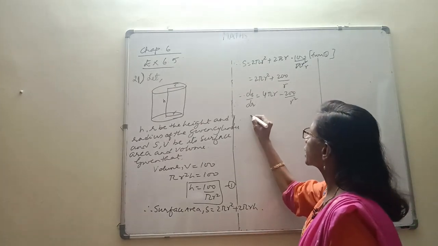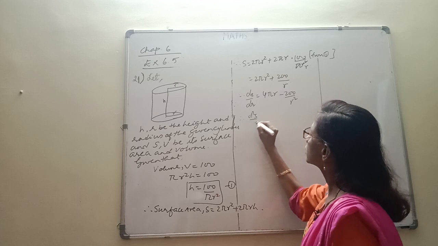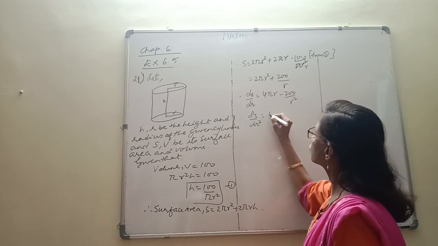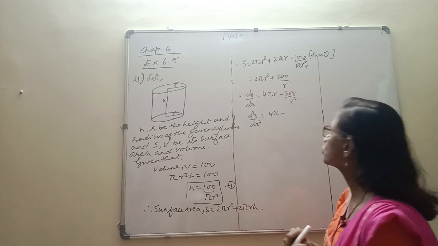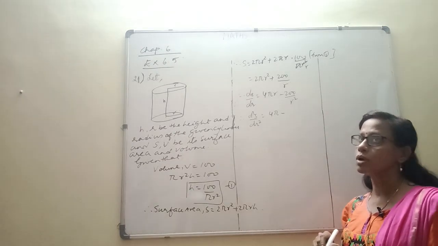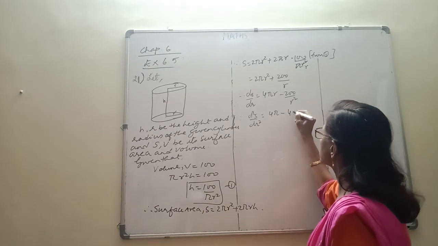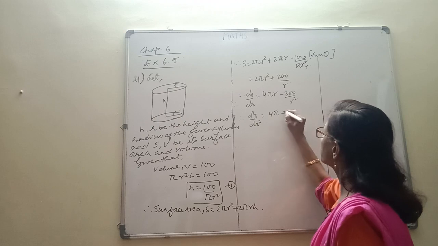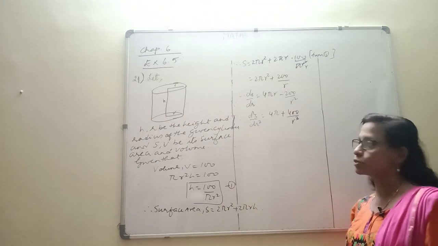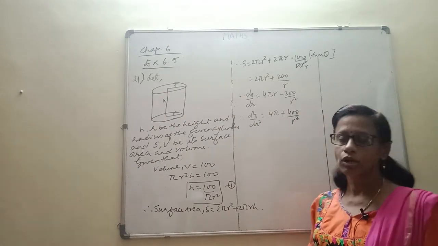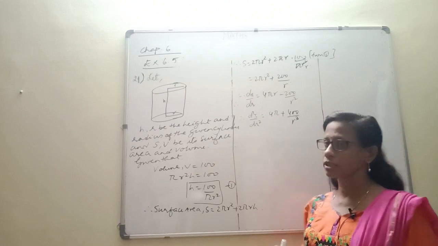You also need to take the second derivative. So that makes it 4 pi, and r raised to minus 2 gives minus 2 r cube, so it's going to be minus 400 over r cube. The minus can become plus because another minus would have come. That's it. Once you're done with that, we know that we are ready for the critical point.